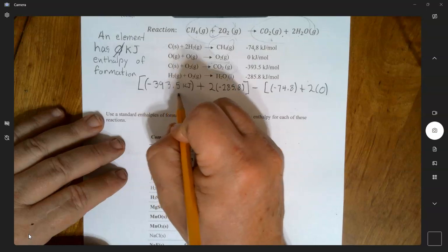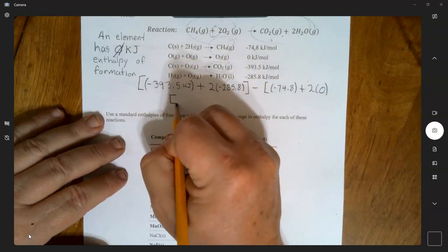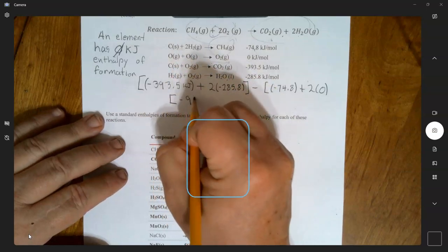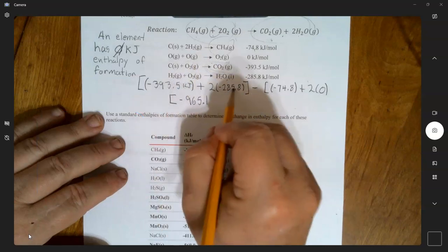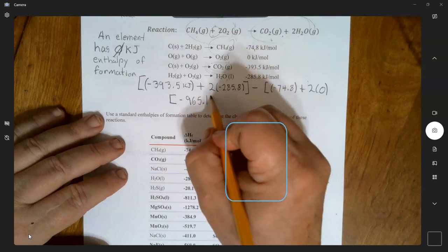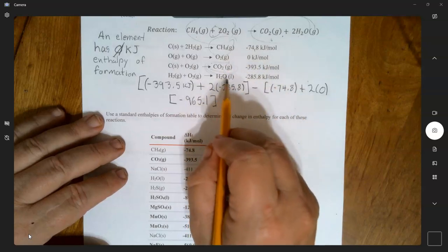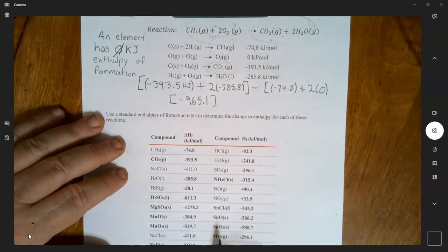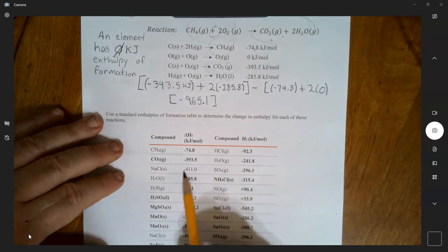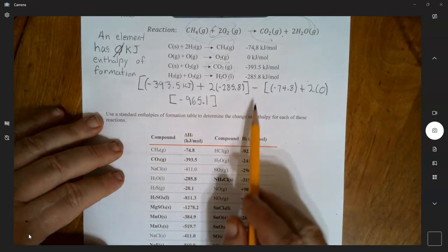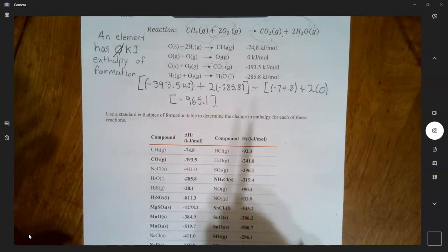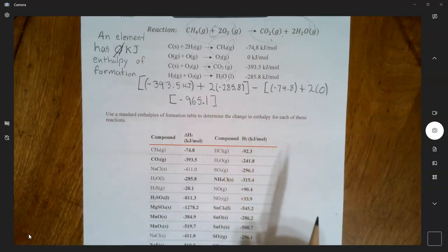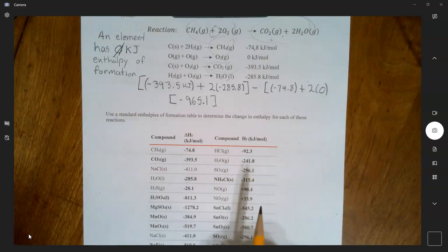Okay, so for the products, which are the ones that come first, it's negative 965.1. I've done all the math on this. Now you got to watch out because this is H2O liquid. If you come down to your chart, H2O liquid is negative 285. That's what you see here. But gas is negative 241. So this is one case where you really do need to pay attention to the state of matter.